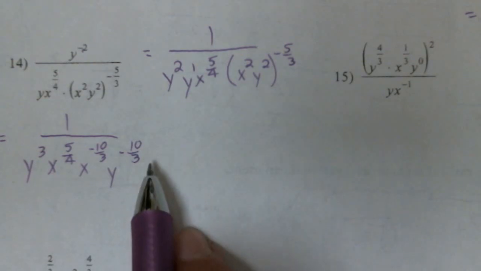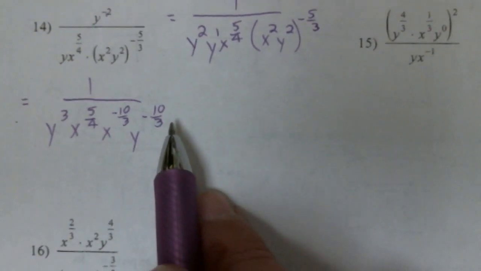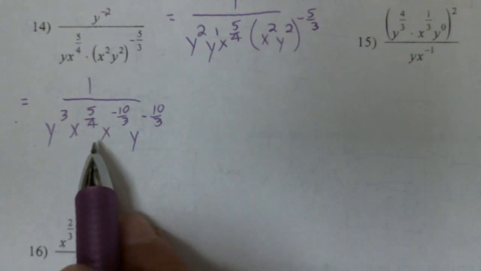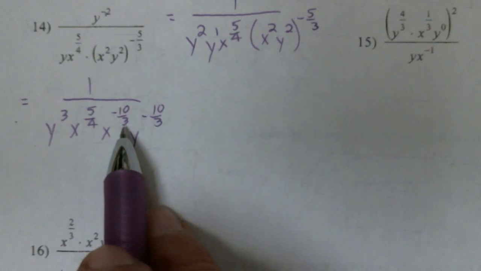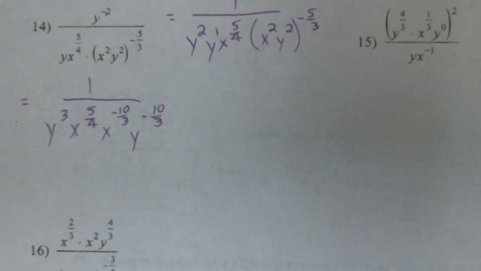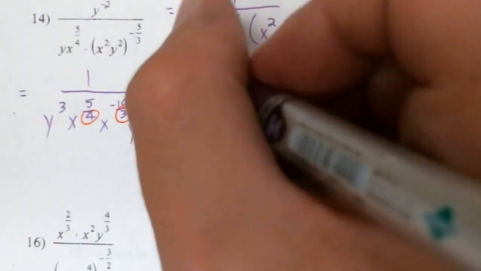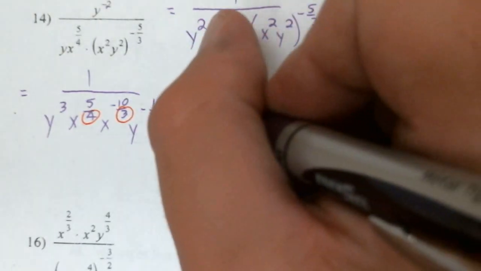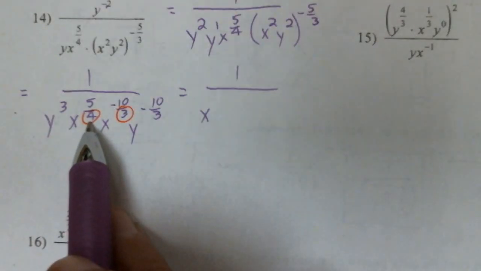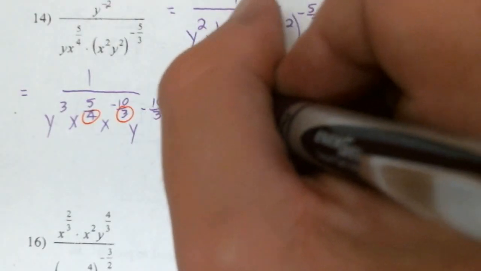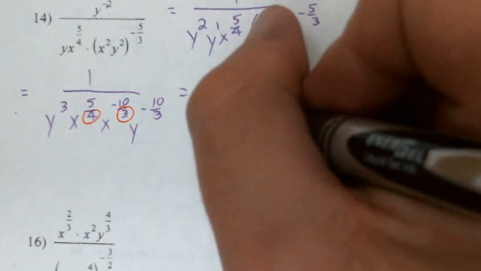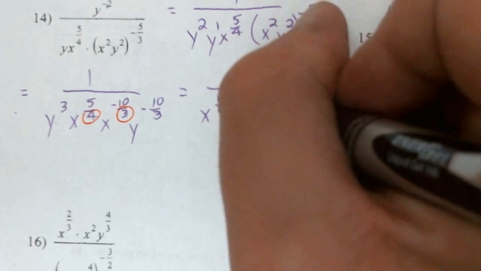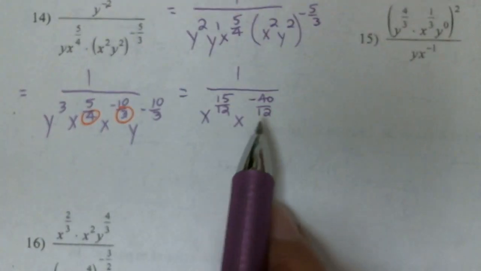All right, now it's time to get some common denominators. For my x's, I have x to the 5/4 and x to the -10/3. What's the common denominator for the x's? 4 times 3 is 12. So that's going to give me 1 over, I need to multiply this guy by 3, so that's going to be x to the 15/12. And I need to multiply this guy by 4. That's going to be x to the -40/12.